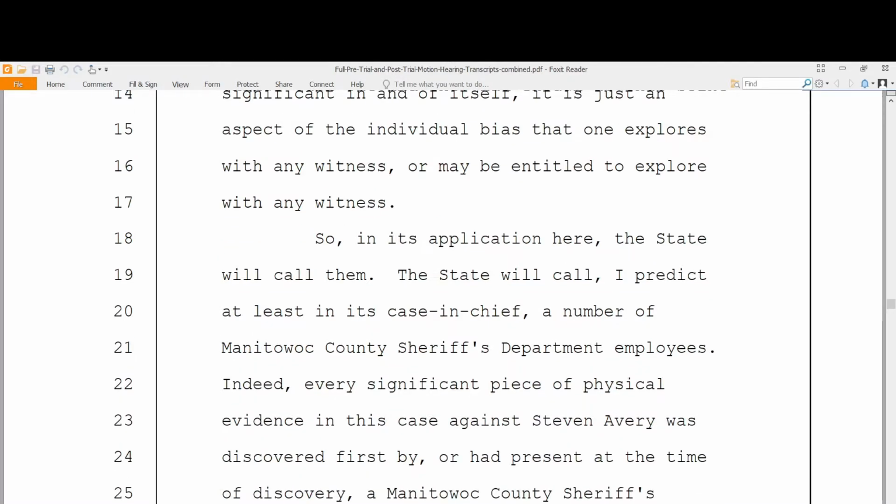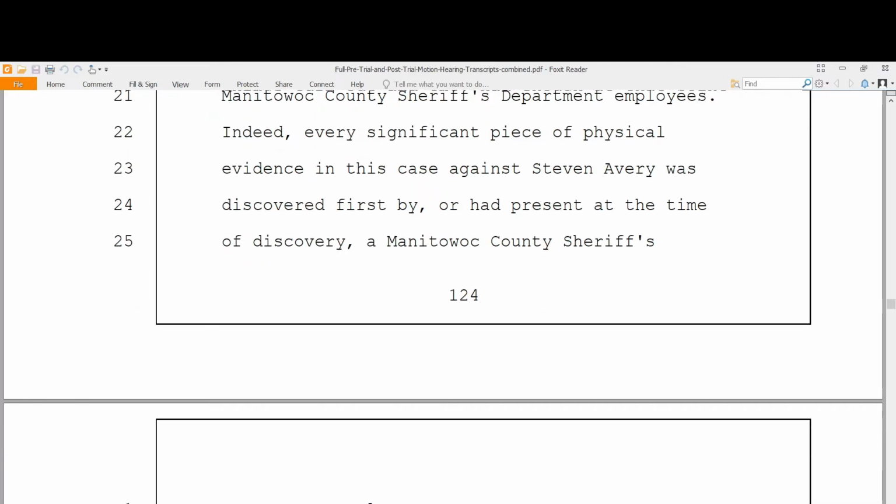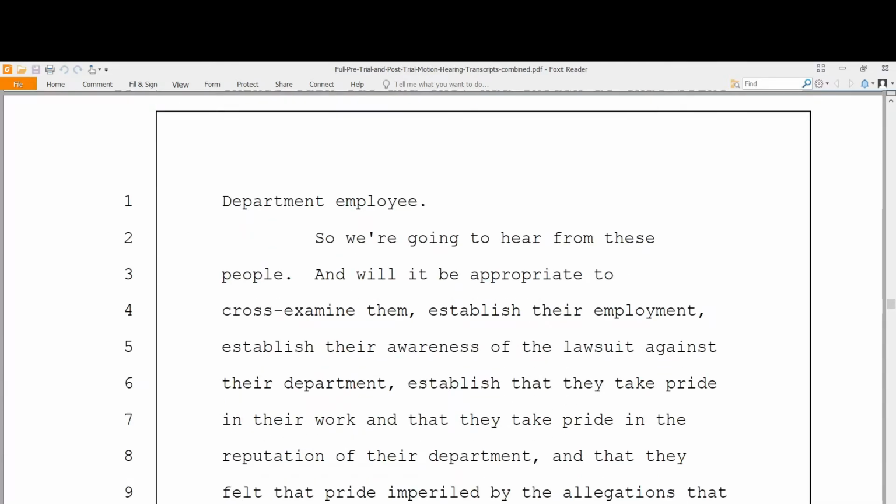It is just an aspect of the individual bias that one explores with any witness, or may be entitled to explore with any witness. So, in its application here, the state will call, or predict, at least in its case in chief, a number of Manitowoc County Sheriff's Department employees. Indeed, every significant piece of physical evidence in the case against Stephen Avery was discovered first by, or had present at the time of discovery, a Manitowoc County Sheriff's Department employee.